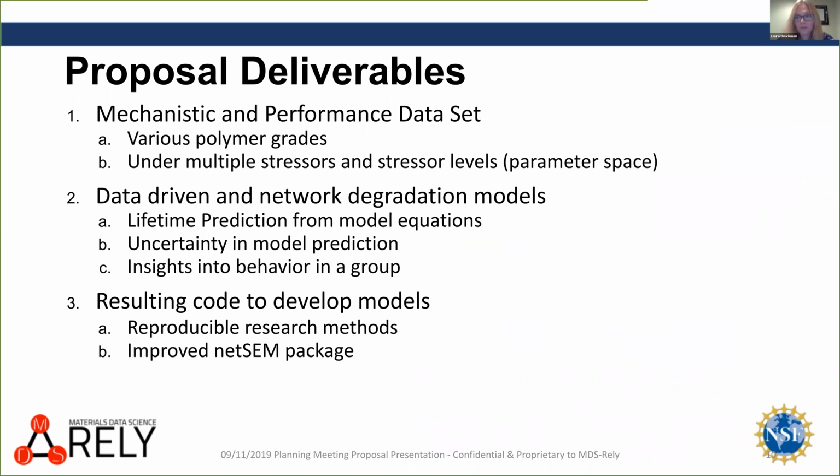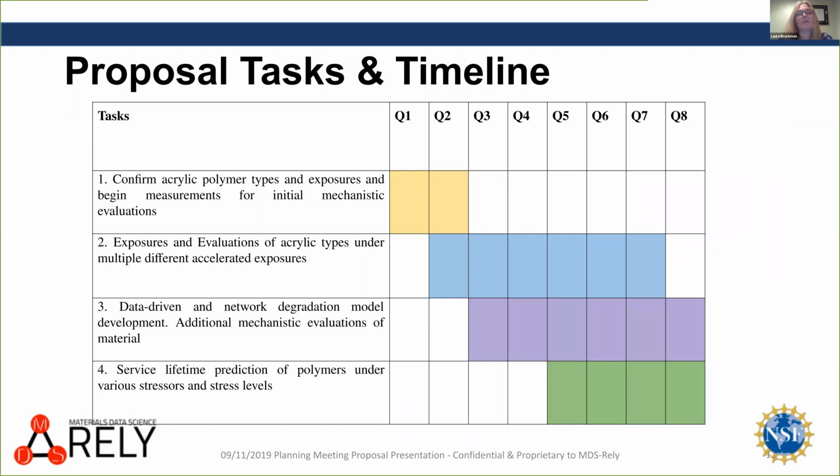And then for the deliverables of this project, we would want to develop a performance data set, have data-driven and network degradation models, as well as resulting code to develop those models. And then our tasks would look like we would determine what types of acrylic and what exposures we're interested in doing, and then perform those exposures and evaluations, and then do our data-driven and network modeling, and then also be able to do service lifetime prediction under various stress. So within that parameter space of multiple stressors.